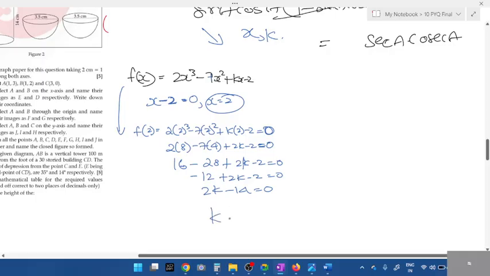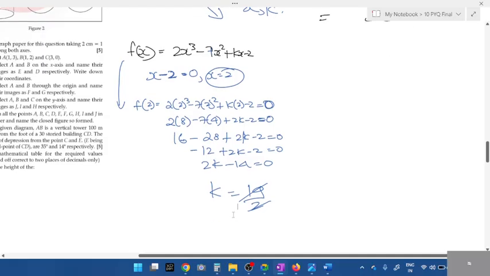Yes, what is the k value? 14 divided by 2. k is equal to 7. Is this clear? All of you understood? k is equal to 7.